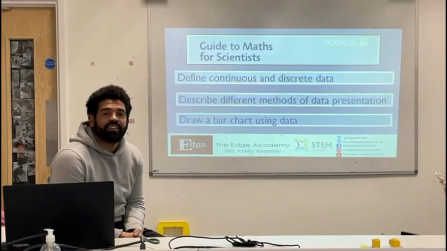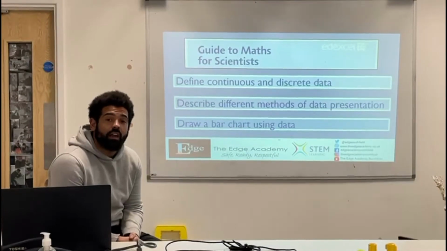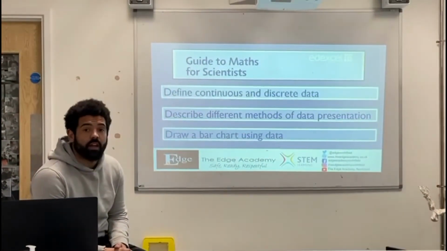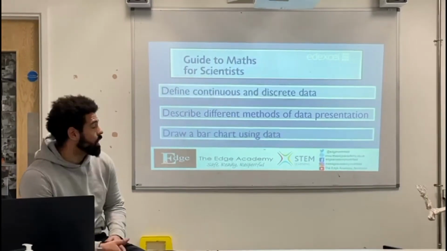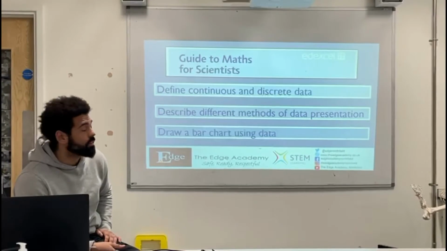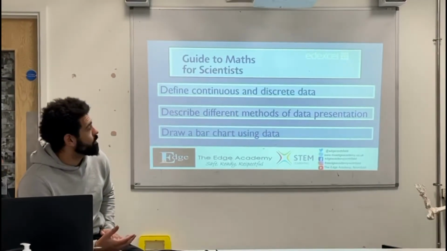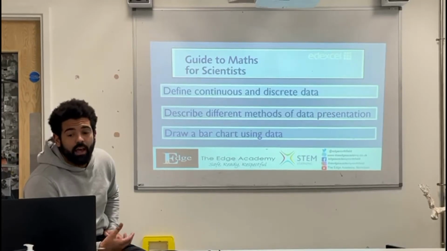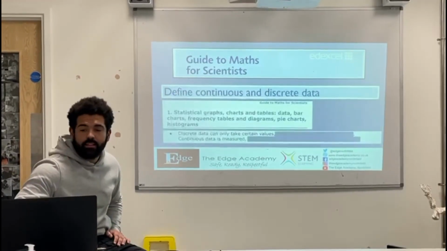Hi guys, this is the Key Stage 3 lesson for science, and we're just going to do a guide to maths for scientists. So I've got 3 learning objectives today. As you can see, we need to define continuous and discrete data, we need to describe different methods of data presentation, and also we need to draw a bar chart using data.